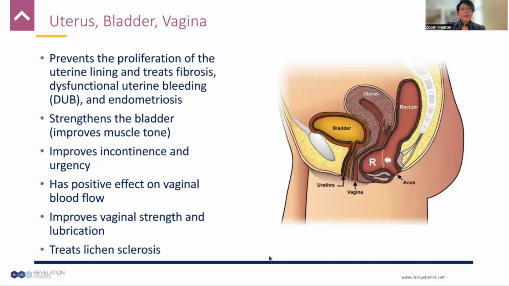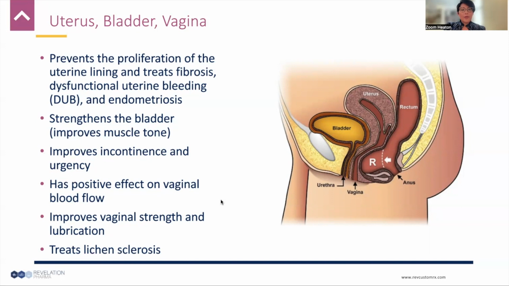There are androgen receptors in the uterus, the bladder, and the vagina. It prevents the proliferation of the uterine lining, and it treats fibrosis and dysfunctional uterine bleeding, or DUB, and endometriosis. It strengthens the bladder. It improves that muscle tone, improves incontinence and urgency. A lot of women come into the clinic with that particular problem where they have urinary incontinence and there is leakage. And it's very embarrassing. Even a gentle sneeze or a cough can trigger it.